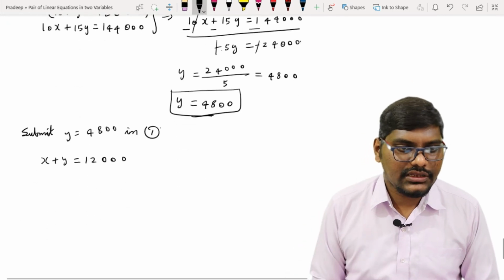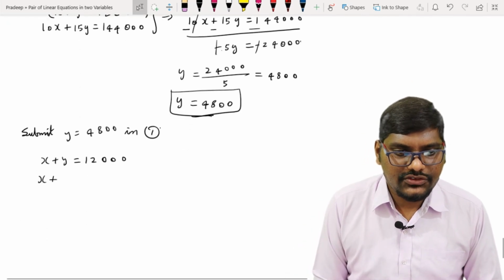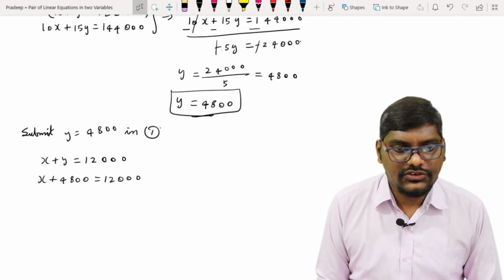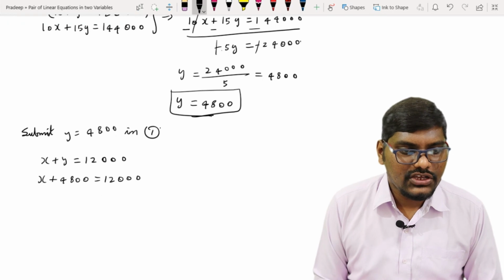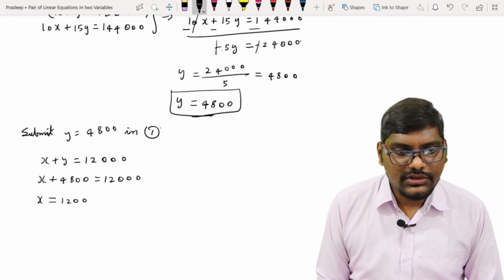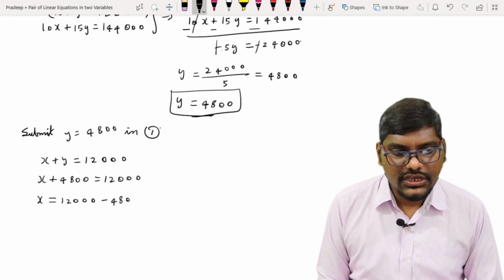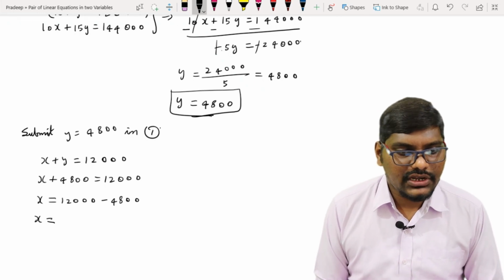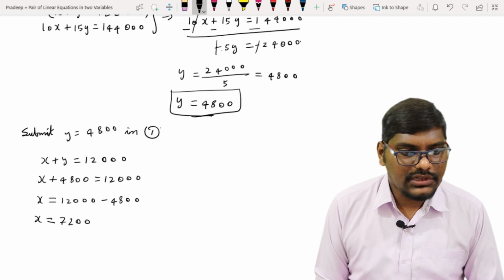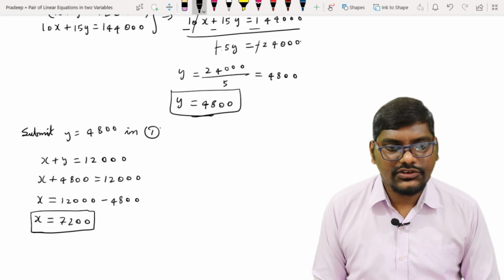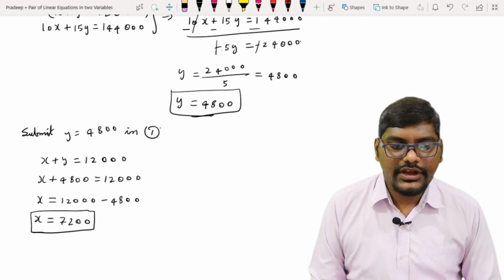So let me substitute the y value here. x plus 4800 equal to 12,000. Now if I send this to the other side, x equal to 12,000 minus 4800. When we subtract this, how much do we get? We get 7200 as the answer. So we got the x value as 7200 and the y value as 4800.